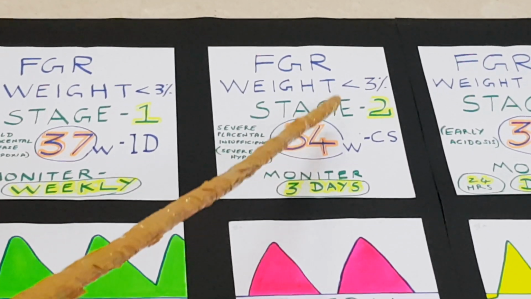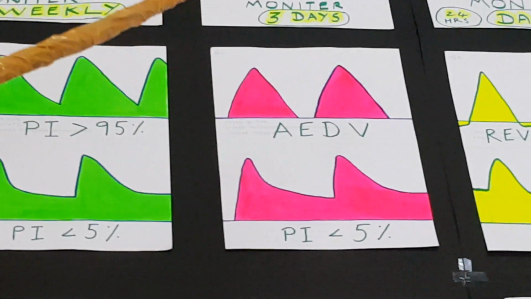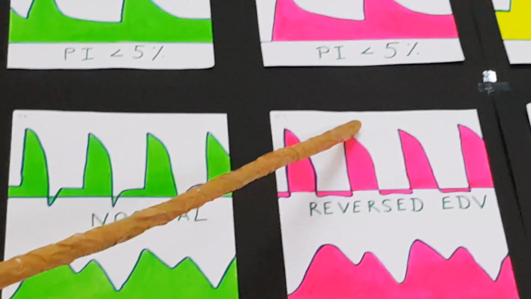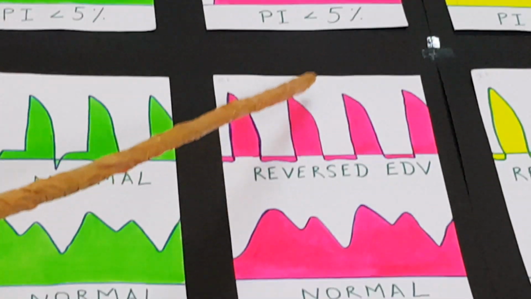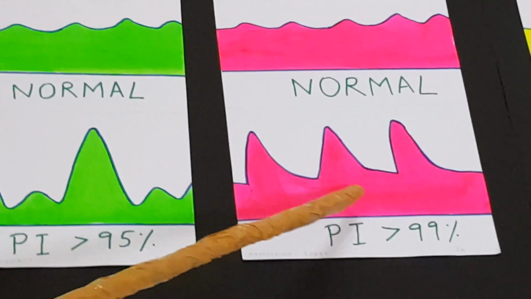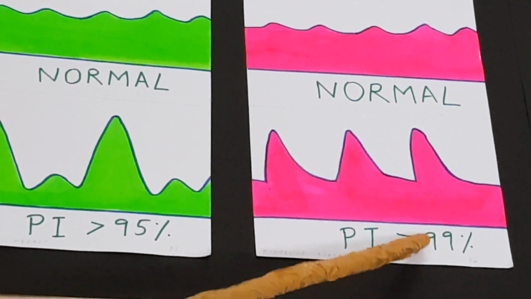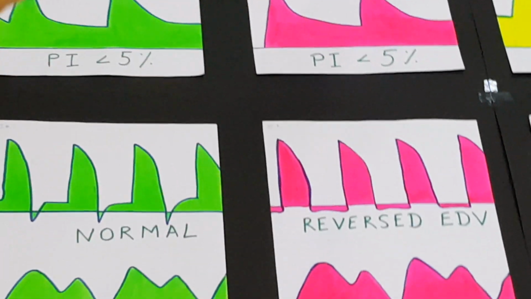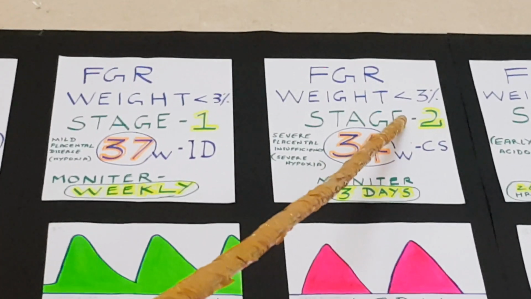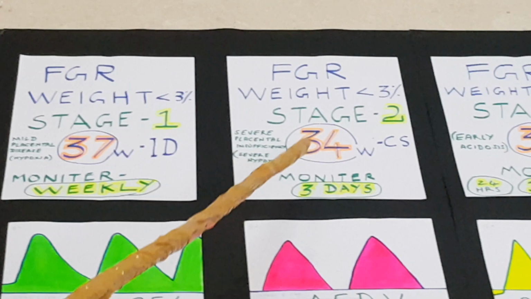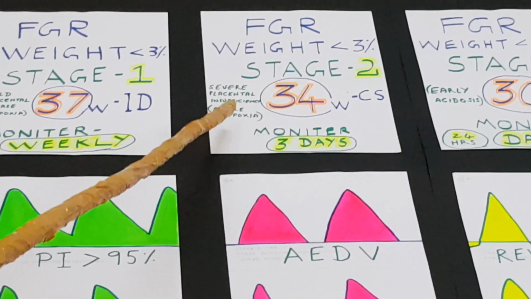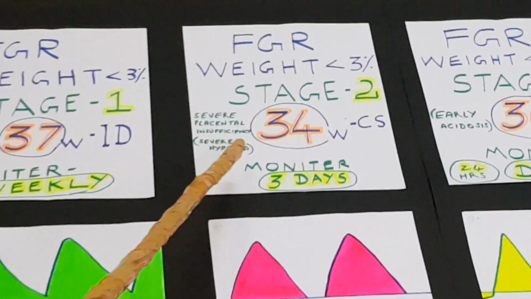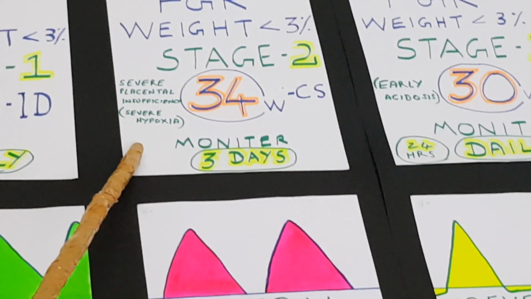FGR. So in stage 2 FGR, the umbilical artery shows absent diastolic flows, the aorta shows reversed end diastolic flows, and the uterine artery shows PI more than 99th percentile. With this type of Dopplers, we classify it into stage 2 FGR. This means that there is severe placental insufficiency and severe hypoxia.